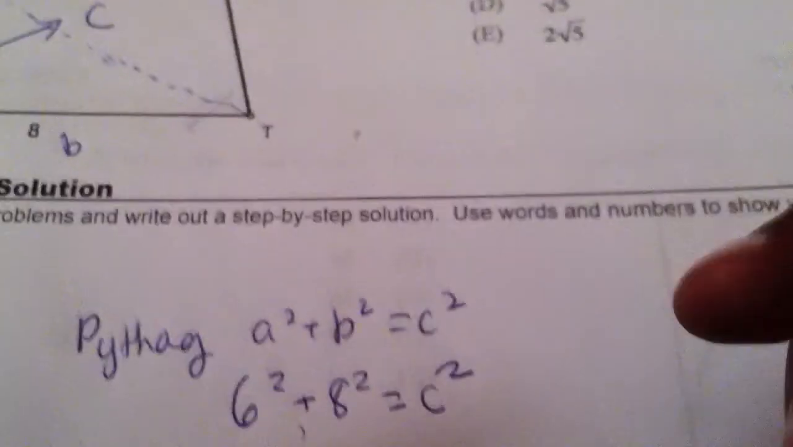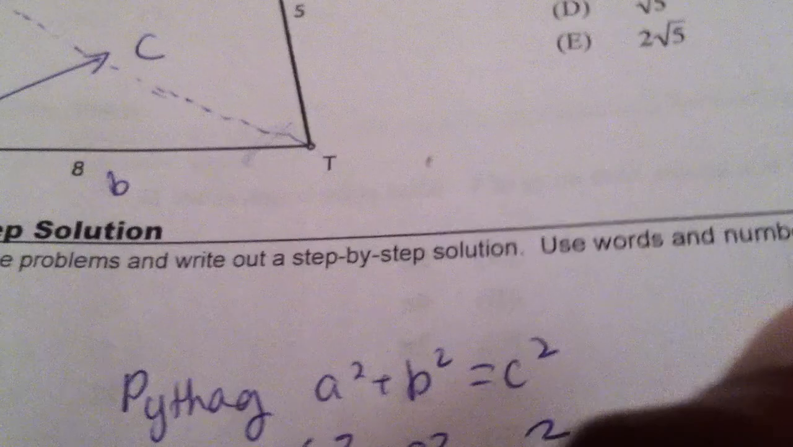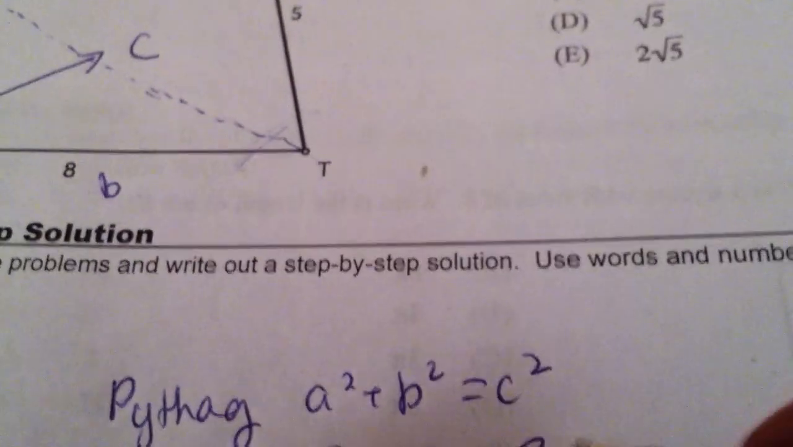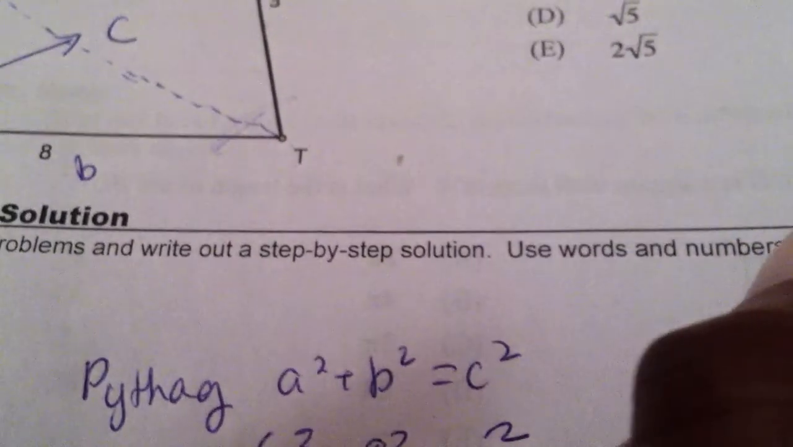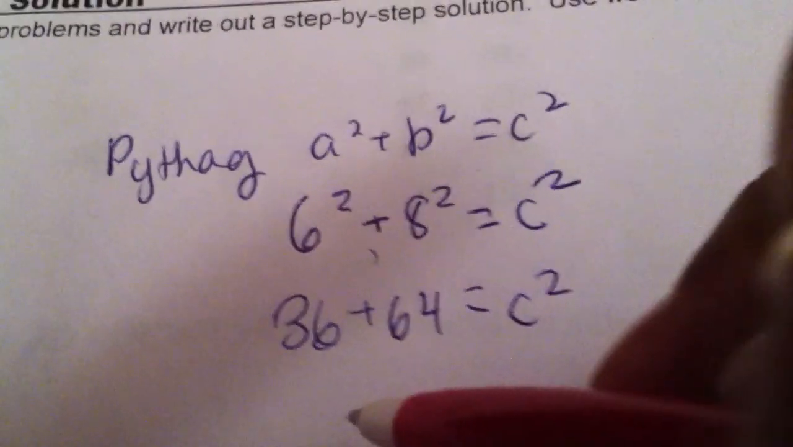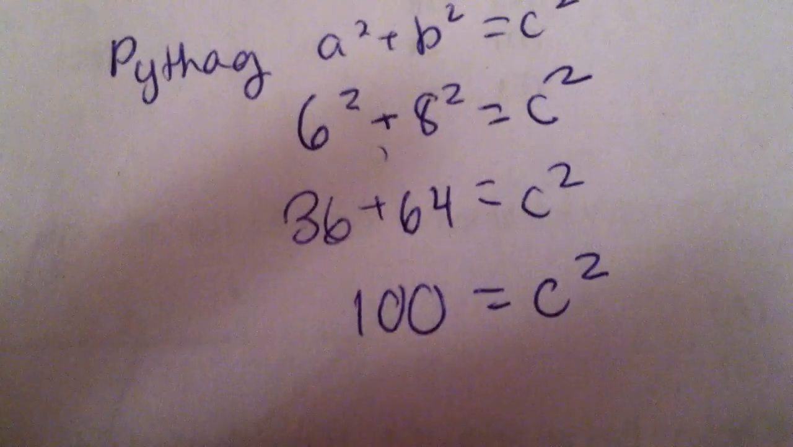Alright, so now I have something that I can work with. I have 6 squared plus 8 squared equals C squared. So now I can just simplify this. 6 squared is 36. 8 squared, or 8 times 8, is 64. And C squared, just going to bring that on down. Now I can do a little addition. 64 plus 36 gives me 100 equals C squared.